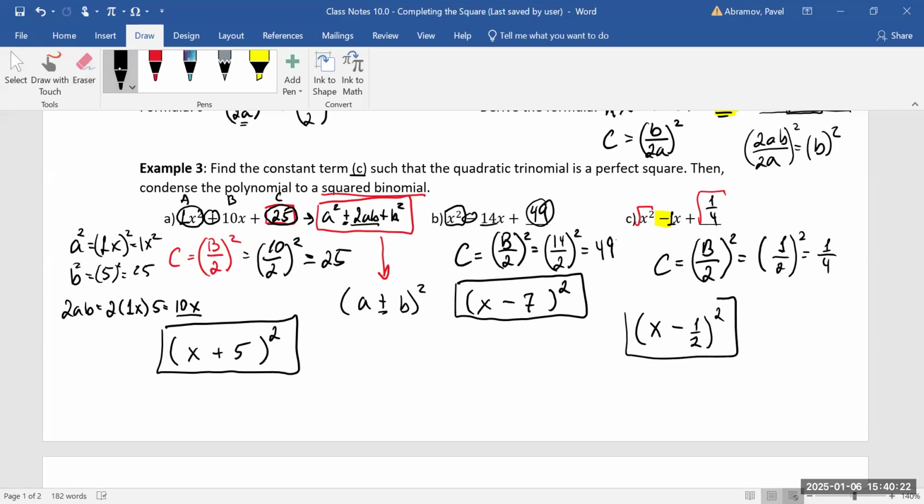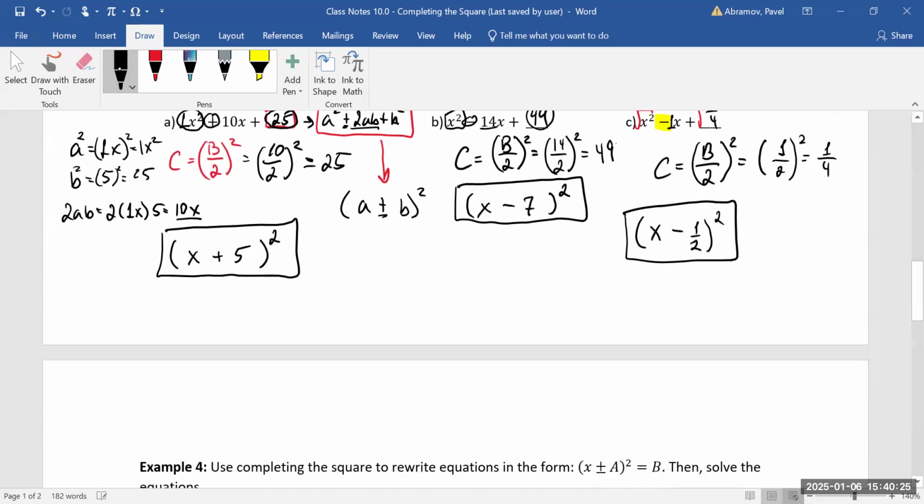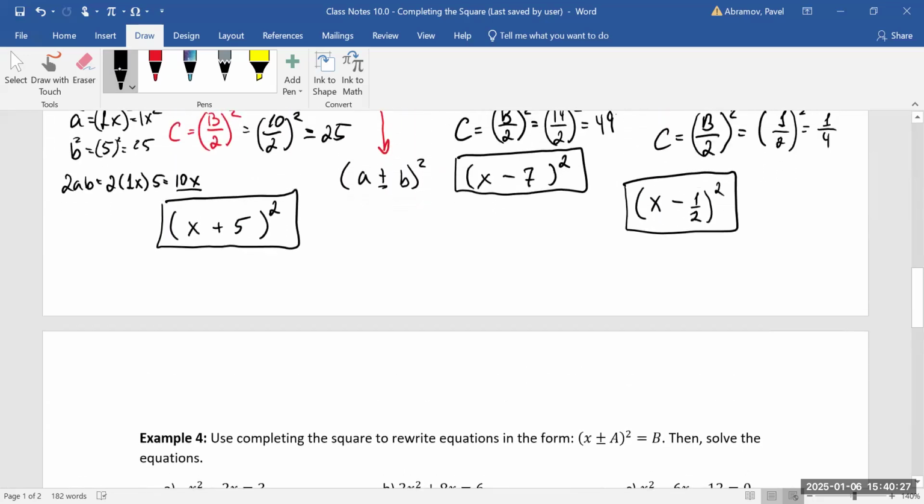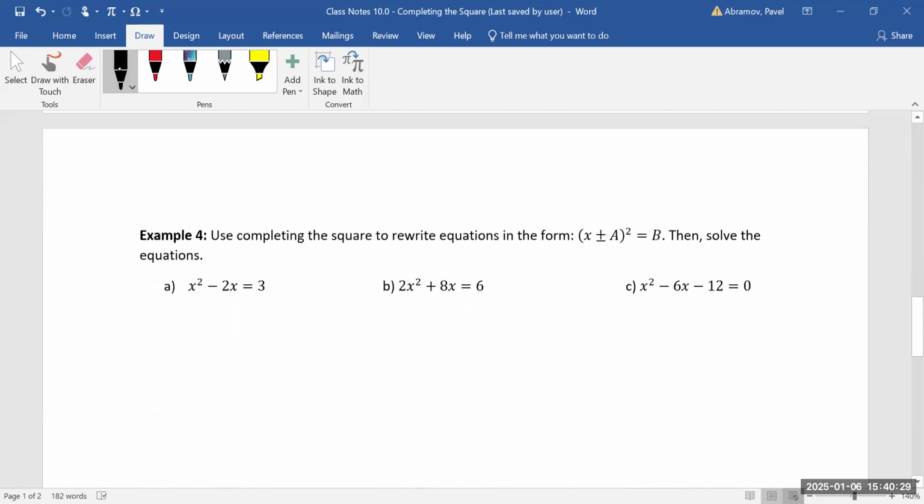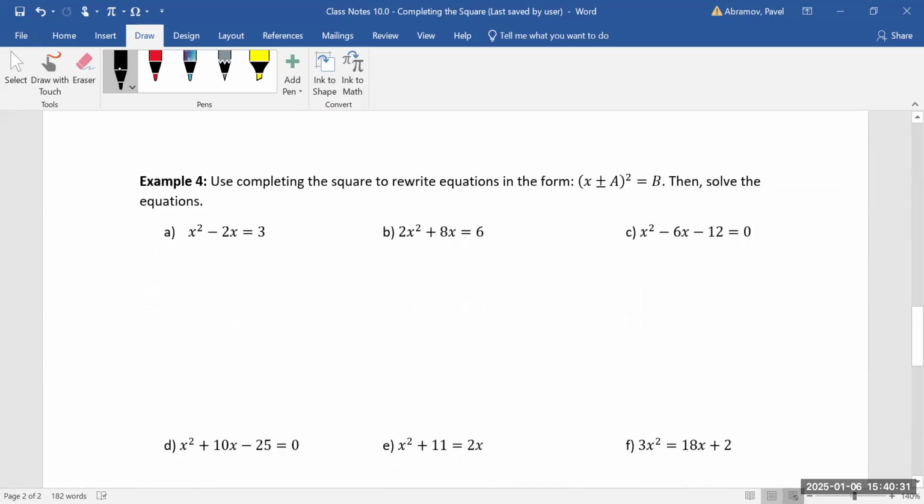Okay, now let's continue and see some more applications. One of the ways you've seen completing the square is to solve quadratic equations without factoring and without using the quadratic formula. So basically what we're going to do is rewrite our equations in this form, and then by completing the square, we'll solve them.